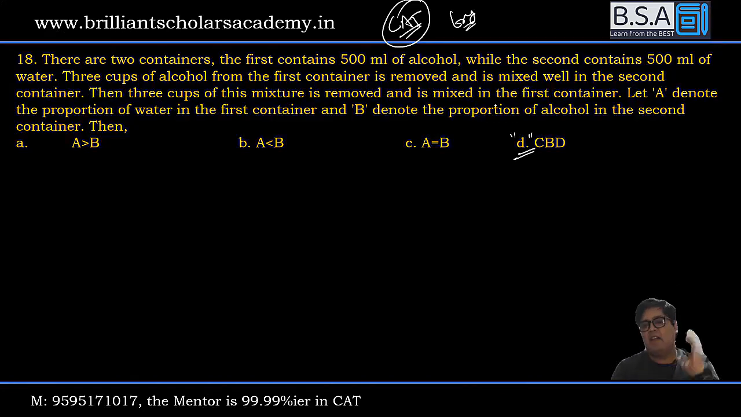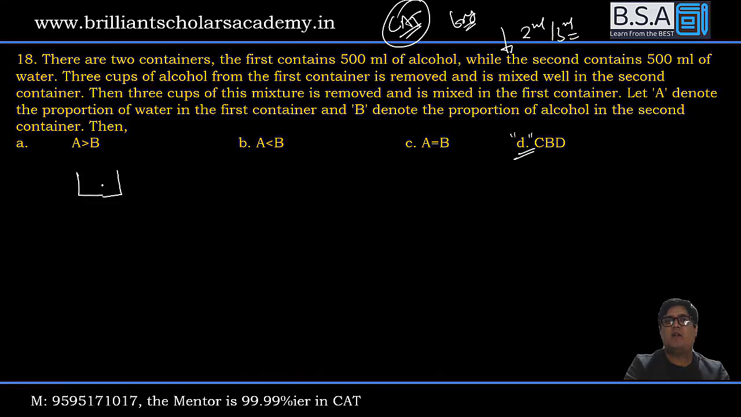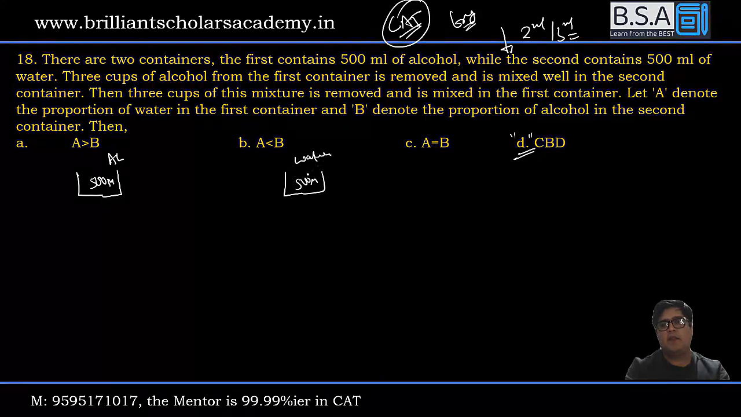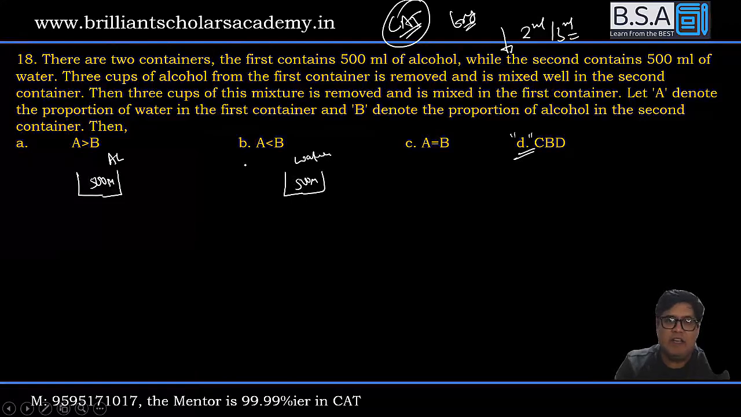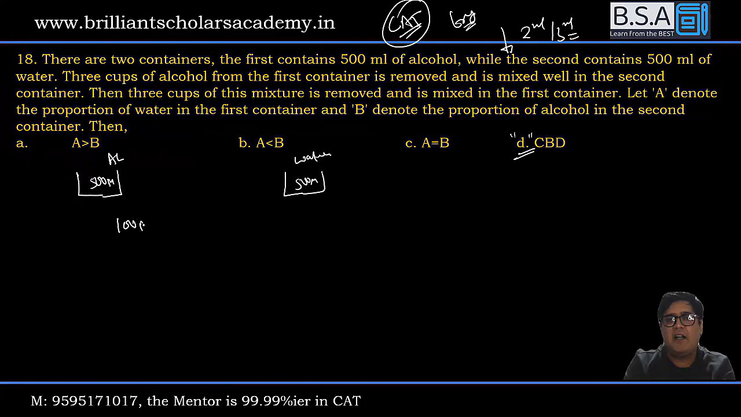This is a very, very old question which has been repeated in CAT, probably second or third time. See, I'm saying the left hand side, it was 500 ml alcohol. Right hand side, it was 500 ml water. It does not matter what is the capacity of each cup or all 3 cups combined. You can take a number, like let me assume 100 ml. Let me say 100 ml were taken and they were put here.